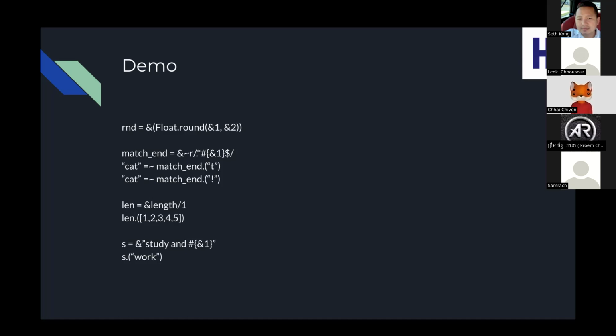name it. The parentheses are optional. You can do capture notation, Float.round, take the first parameter, second parameter, pass into it. So when you call the rnd function, it will call the Float.round function for you. So this is one way we use a lot in Elixir. We just alias the function with another name and then pass in the parameters, you see that's the syntax we use.